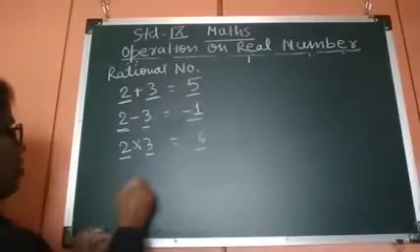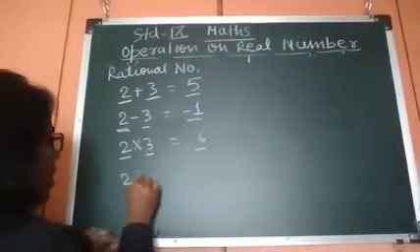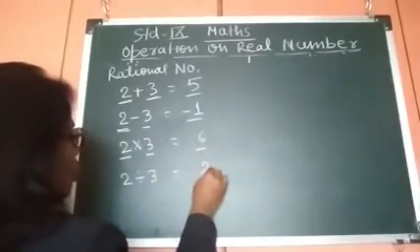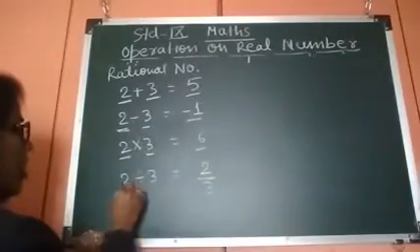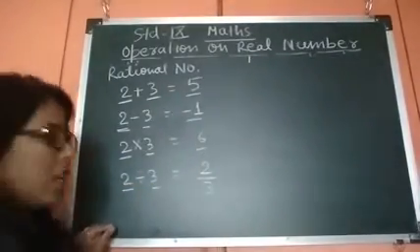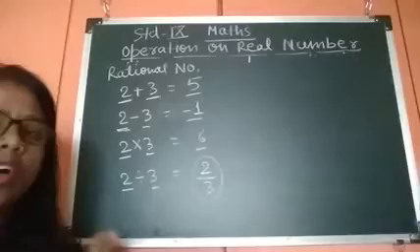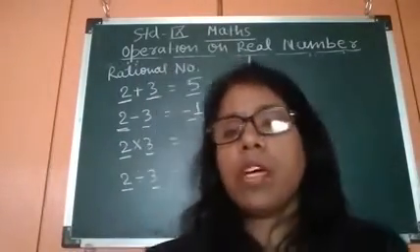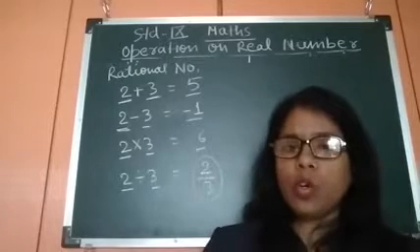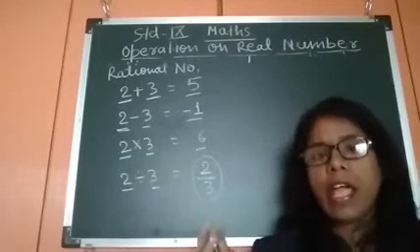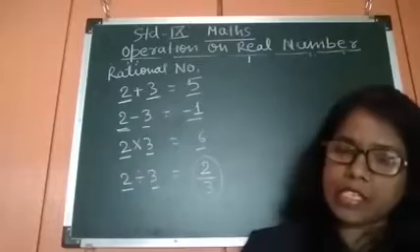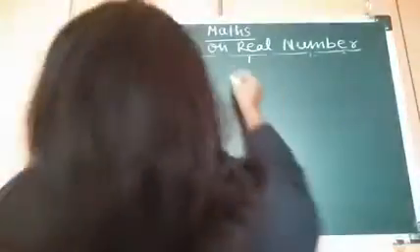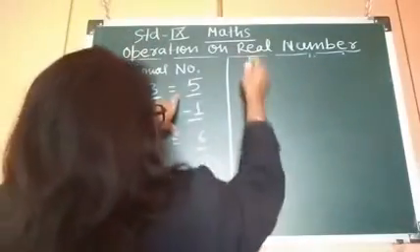Fine. Now come to the next one. 2 divided by 3, that is 2 upon 3. 2 is a rational number, 3 is a rational number, 2 upon 3 is also a rational number. That means all rational numbers are closed with respect to the four basic operations: addition, subtraction, multiplication and division. Till here no problem. Now come to irrational numbers.